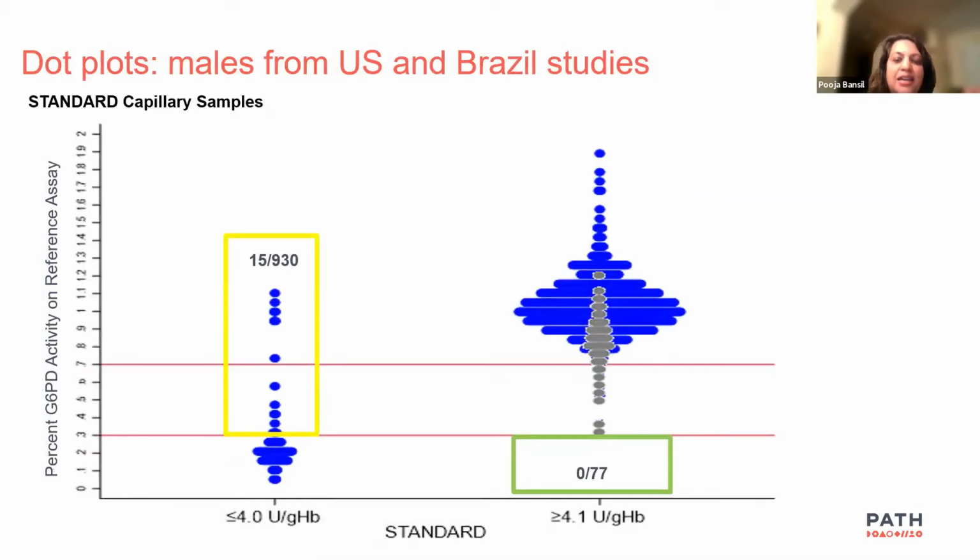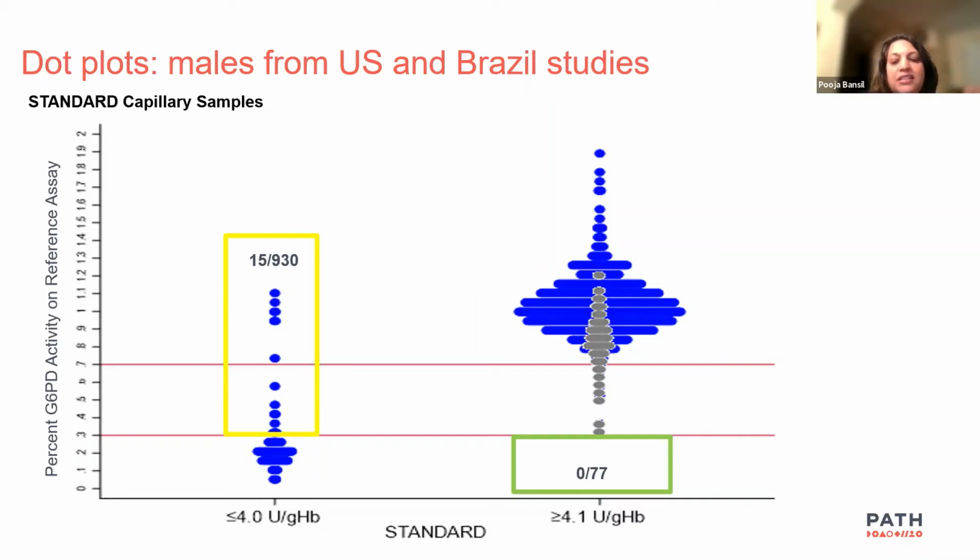The standard test overestimated the number of G6PD deficients. This is represented by the yellow box. At 30% threshold, among 930 males classified as normal by the reference test, only 15 were misclassified as deficient by the standard test. But the standard did a really good job in discriminating between deficient and normal at the 30% threshold, as shown by the green box.